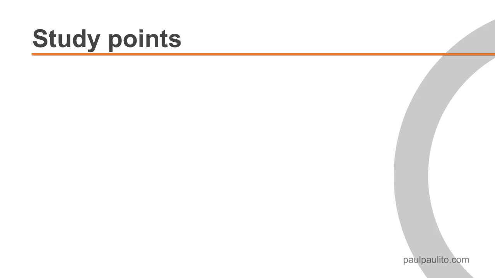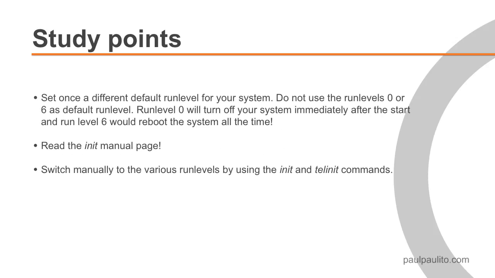Try setting a different default run level for your system. Do not use the run levels 0 or 6 as default run level. Run level 0 will turn off your system immediately after the start, and run level 6 will reboot the system all the time. Read the init manual page. Switch manually to the various run levels by using the init and telinit commands.